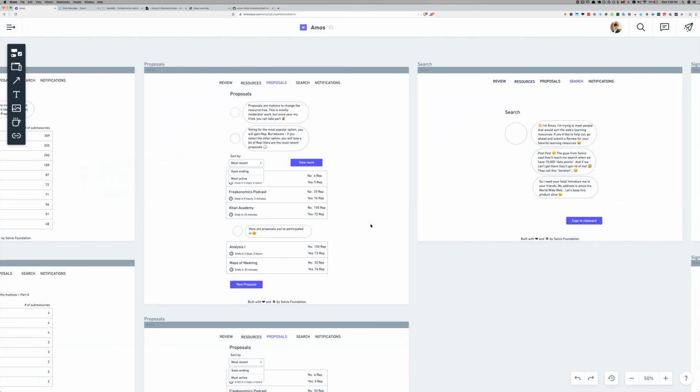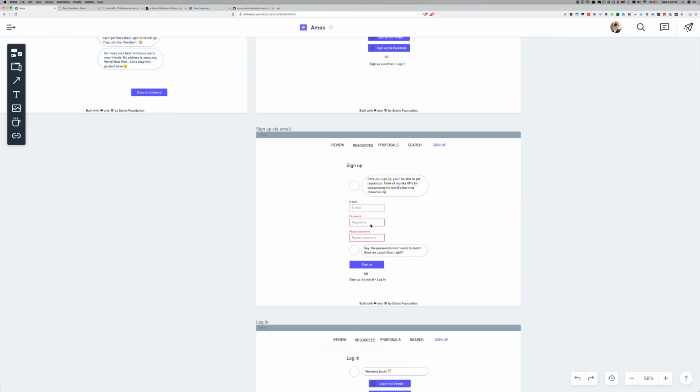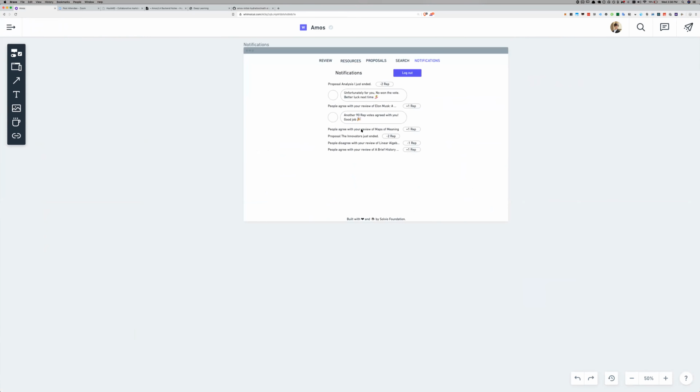So that's proposals. And then last of all, we have notifications, and you can get a reputation by voting on proposals that turn out in your favor. Proposals are always limited by time.